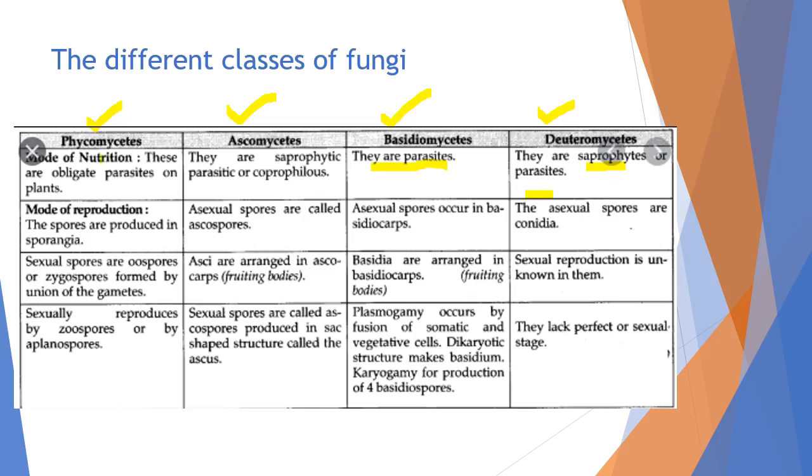Then the mode of reproduction, you can read each and every one, because we have to go to the next classes also. So mode of reproduction: here it is produced in sporangia, here in ascospores, here basidiocarps, and here it is conidia. Now sexual spores are called oospores or zygospores. Here it is called asci or ascospores. Here it is called basidiospores, and sexual reproduction is unknown to them. Okay, so let's go to the different classes one by one.